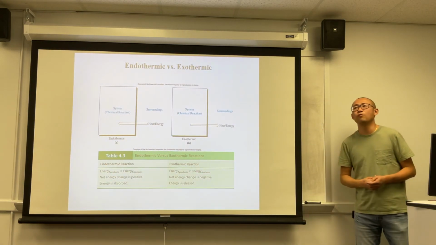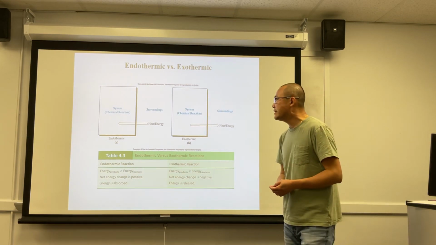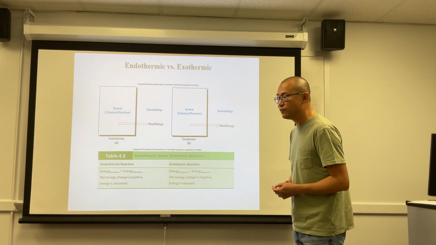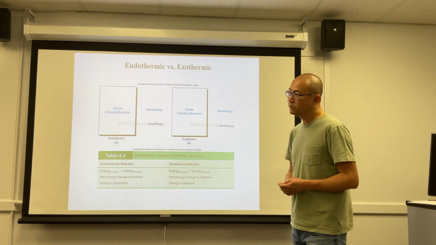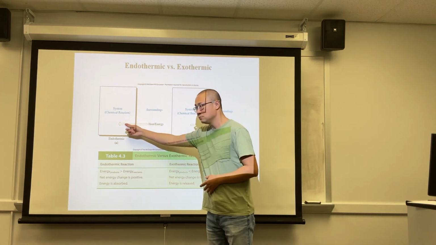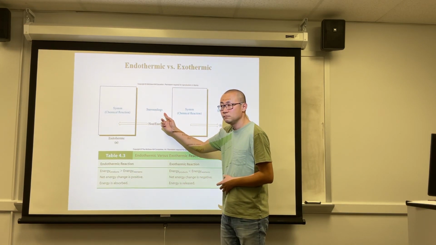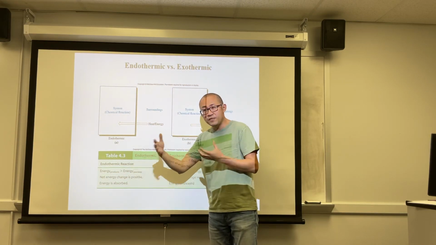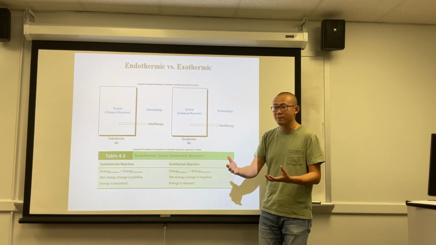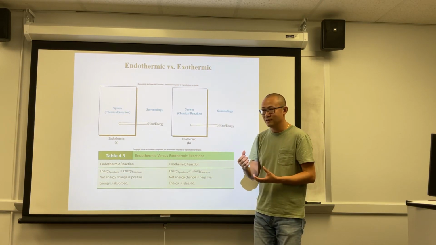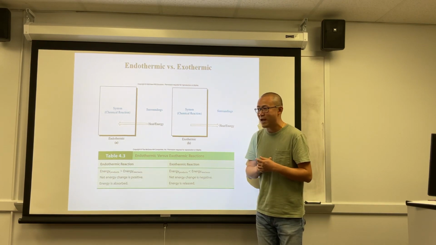Now, here is a summary of what we have learned so far in this chapter. There are two types of heat transfer in a chemical reaction. When a chemical reaction absorbs heat from the surroundings, we call the reaction endothermic. Endo means absorbing energy, to store energy. One of the most famous endothermic reactions we learned in this chapter is what?